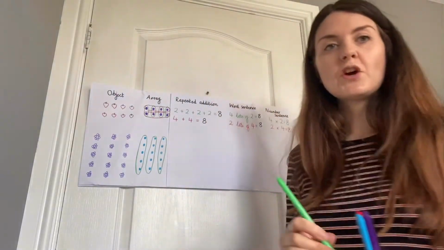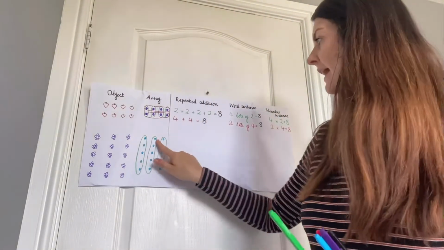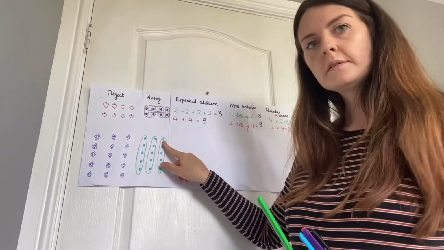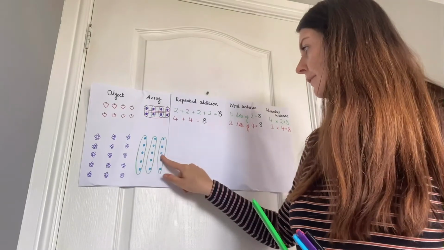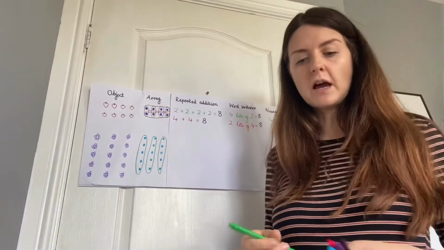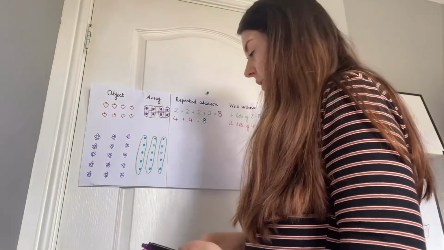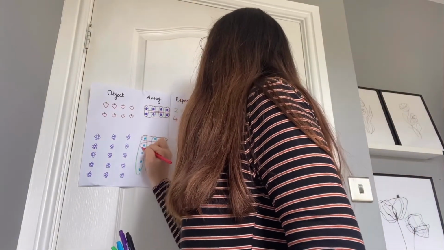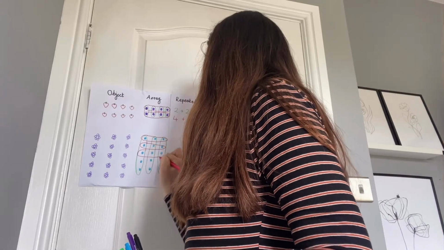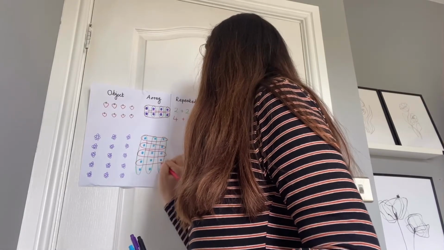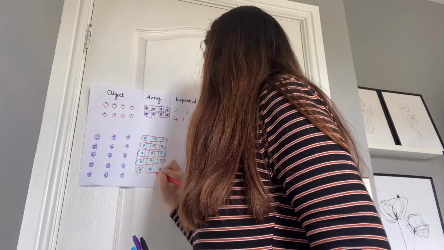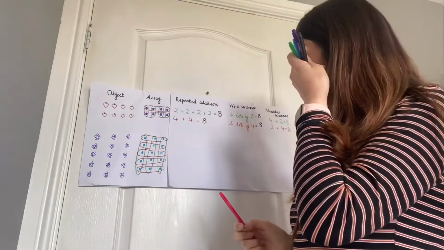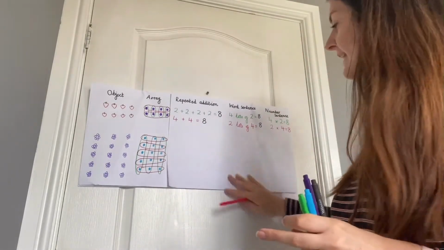Okay, but we can also hopefully see that along this way we've got lots of groups of 3. So we've got 1, 2, 3, 4, 5 lots of 3. So I'm going to circle those as well. 1, 2, 3, 4, 5 lots of 3. Okay, so I can now begin to fill in the rest of my missing parts.